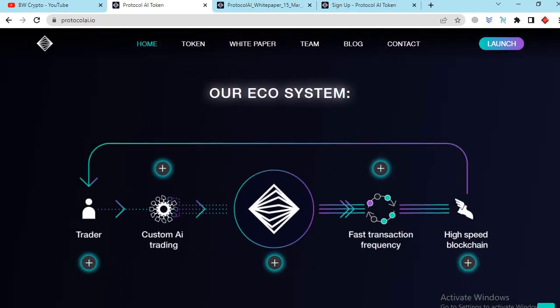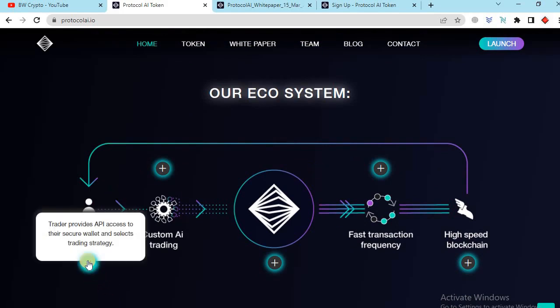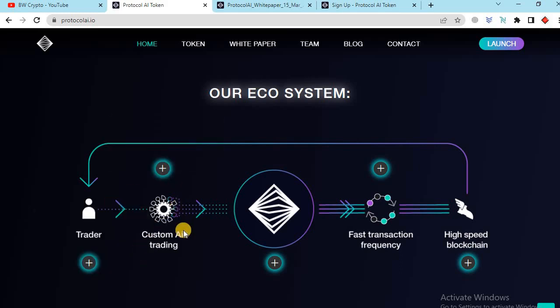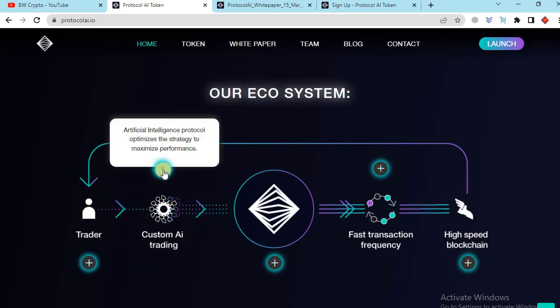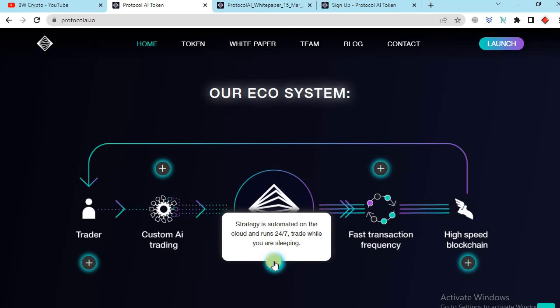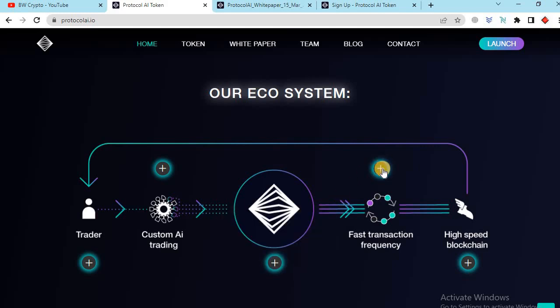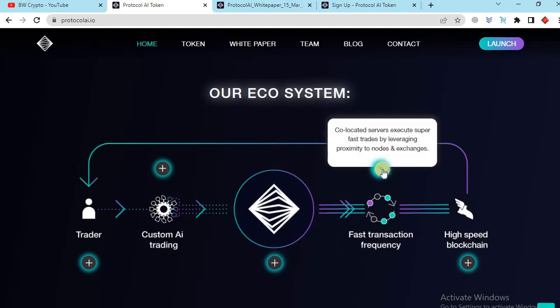And this is the ecosystem detail of protocol AI. When you click on this plus button, you can read it. Trader provides API access to their secure wallet and selects a trading strategy. And this is the detail of custom AI trading. The artificial intelligence protocol optimizes the strategy to maximize performance, and the strategy is automated on the cloud and then trades 24/7 while you are sleeping.